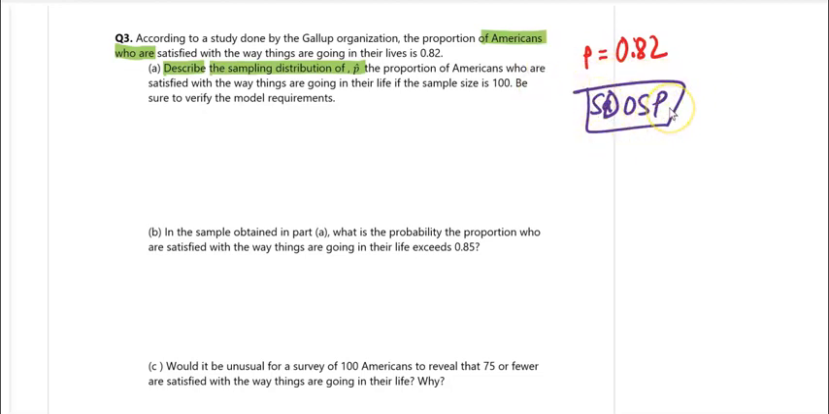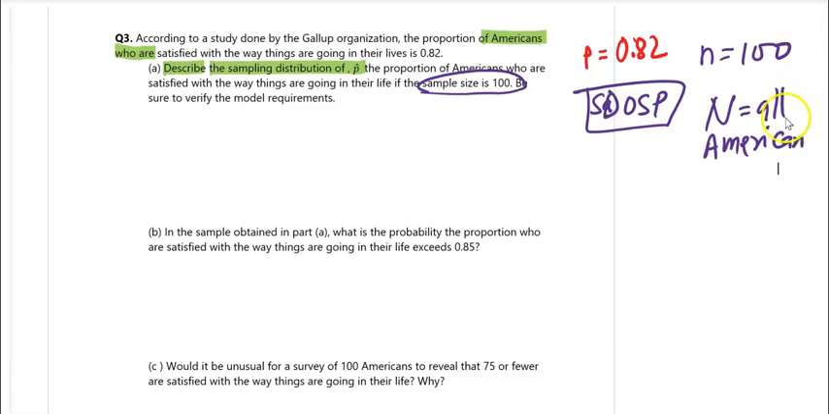To describe this, you have to do three things. One, say whether SDOSP is normal or not normal and why. The others are to find the mean of SDOSP and the standard deviation of SDOSP. There is a sample size given as 100 here, so lowercase n equals 100. Uppercase N is all adult Americans who participate in the survey.